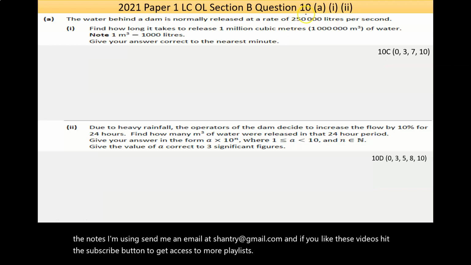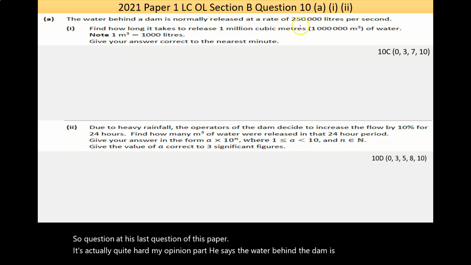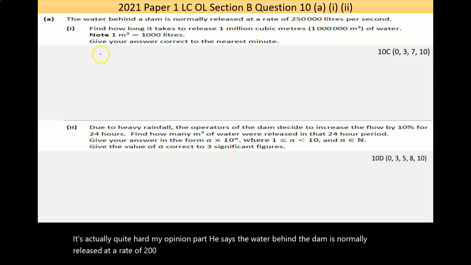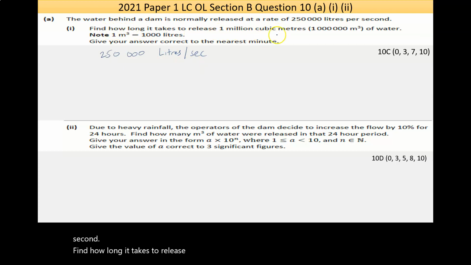So question 10 is the last question of this paper, and it's actually quite hard, in my opinion. Part A says the water behind a dam is normally released at a rate of 250,000 litres per second. So let's write that down. 250,000 litres per second. Find how long it takes to release 1 million cubic meters of water.